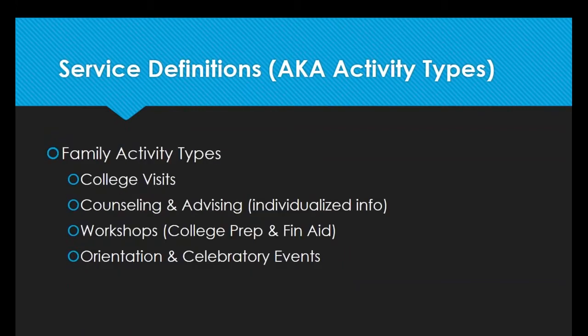And then for family activity types, it's a little bit simpler. There are 4 types. One is college visits, which we really encourage anytime you're taking students on a college visit to also include families. Then counseling and advising, which is individualized information, so it's when it's really focused and tailored to the individuals that you're talking to. Then there are workshops, and those typically are about some kind of college prep or planning and or financial aid. And then we have a category for orientation and other celebratory events.